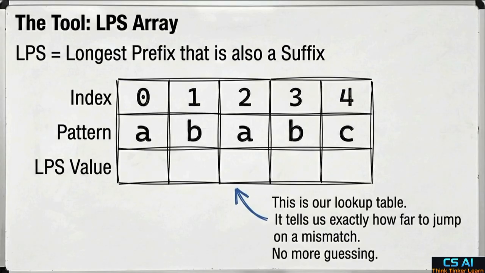This table is the secret sauce that allows KMP to make decisions in constant time during the search. It eliminates guessing. When a mismatch occurs, the algorithm looks at the LPS value of the previous character and knows exactly where to shift the pattern. No more backtracking, no more redundant checks.